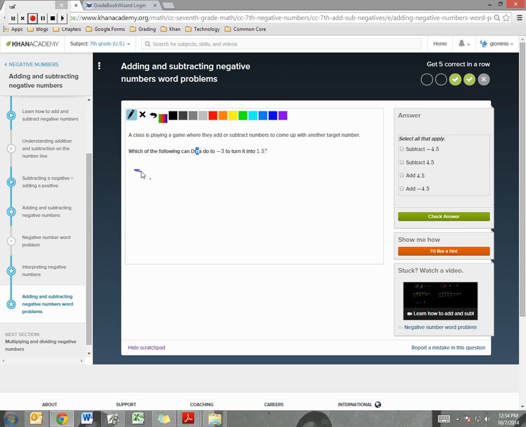So Dina's going to start with negative 3. Now we see she could subtract negative 4.5, subtract 4.5, add 4.5, or add negative 4.5. So she's doing four things to negative 3. I would advise you doing this on paper and pencil, not on the screen. I'm just doing this to make it a little easier for you to see. So the first thing Dina can do is subtract negative 4.5.